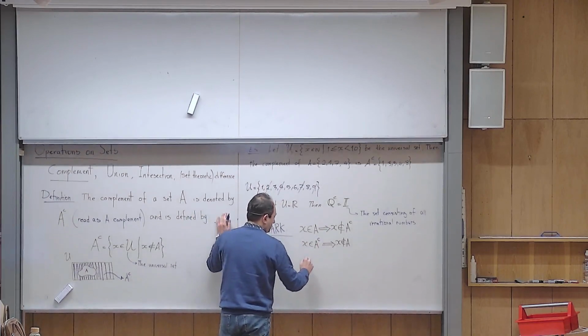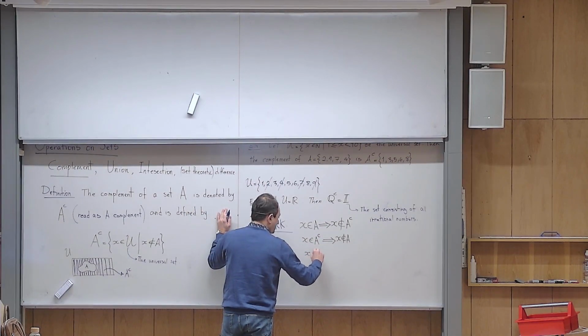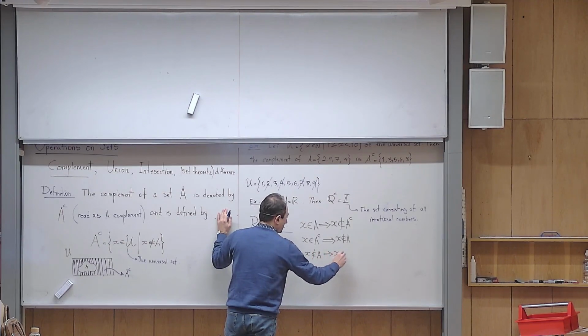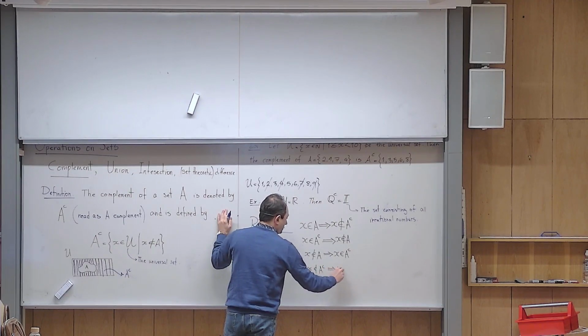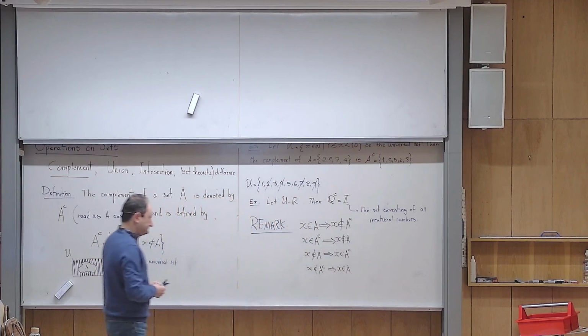On the other hand, if x does not belong to A, then you can conclude that x definitely belongs to its complement. If x does not belong to the complement of a set, you can be sure that this x belongs to A itself. It's very, very simple.